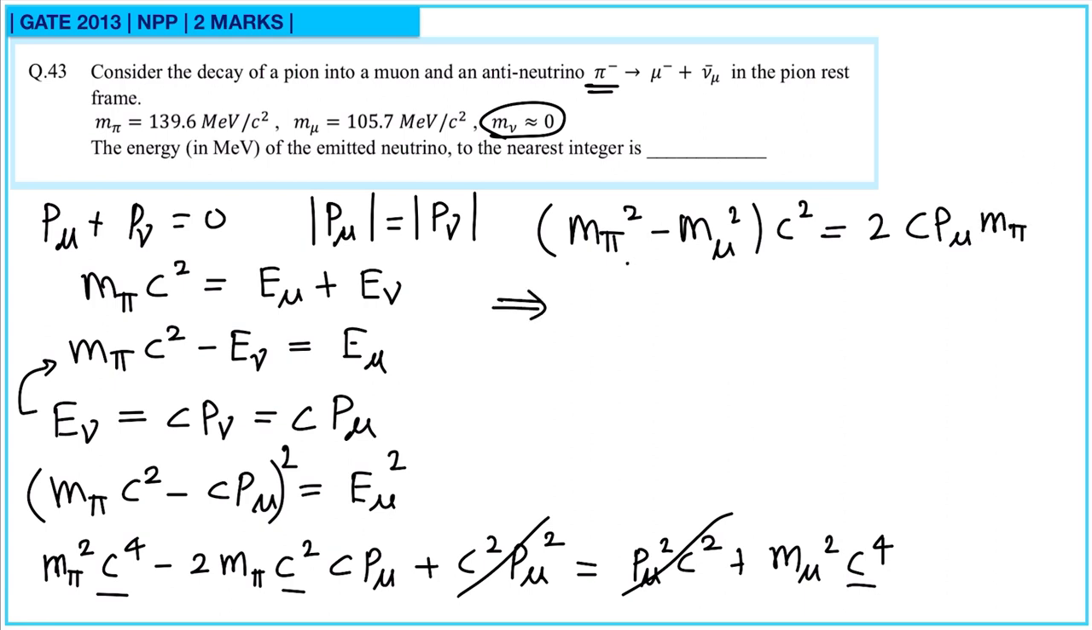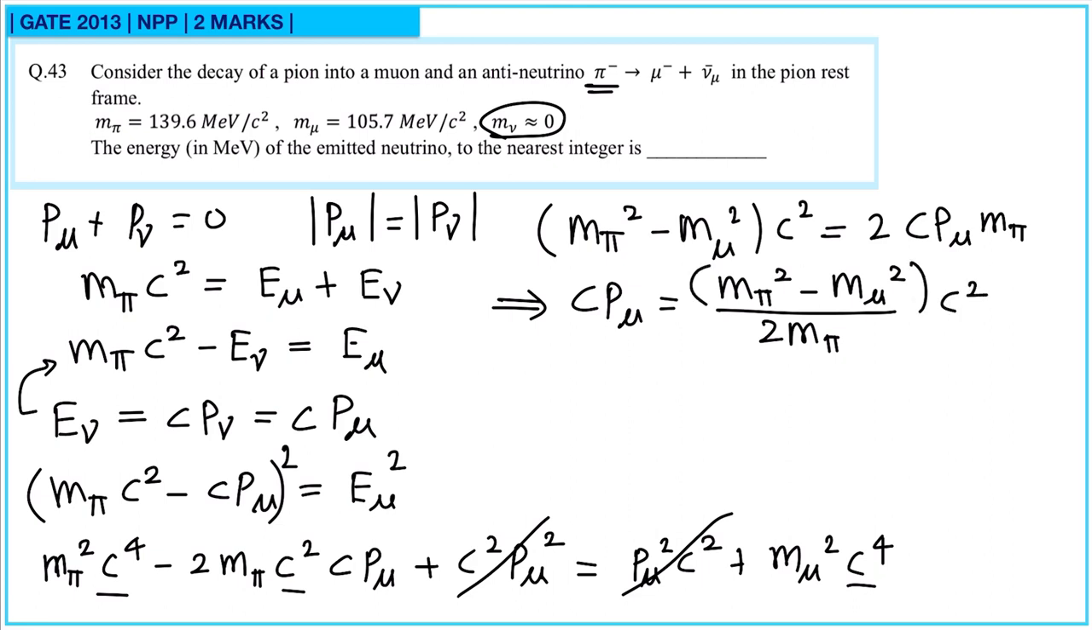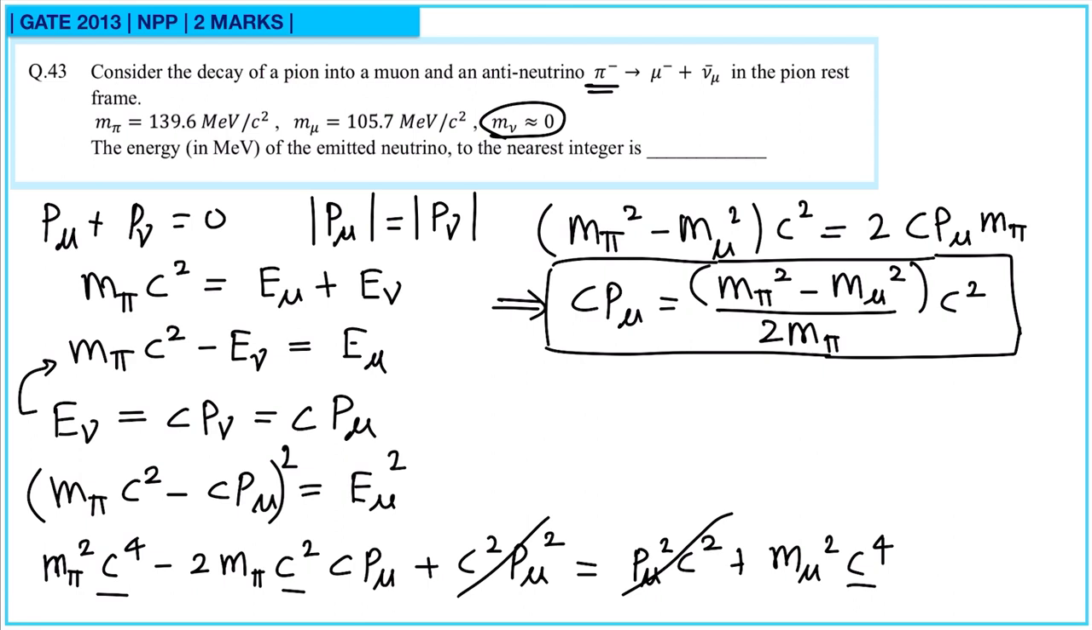So that means c into p mu is equal to m pi square minus m mu square upon 2 m pi, this whole thing into c square. So this is the direct formula that you can use. If it is given that initially the particle is at rest and then it is dividing into two particles, then this formula can be directly used.